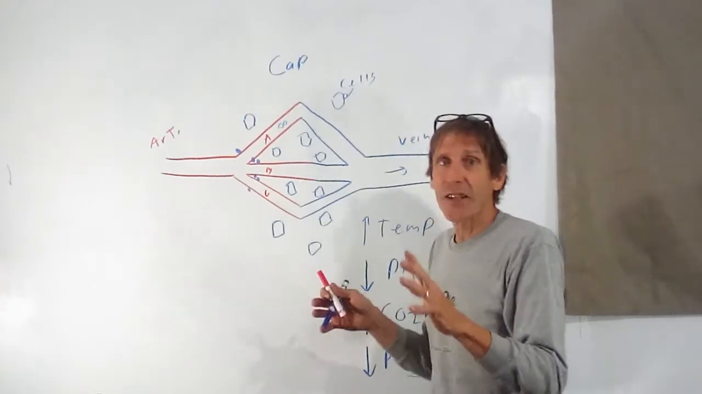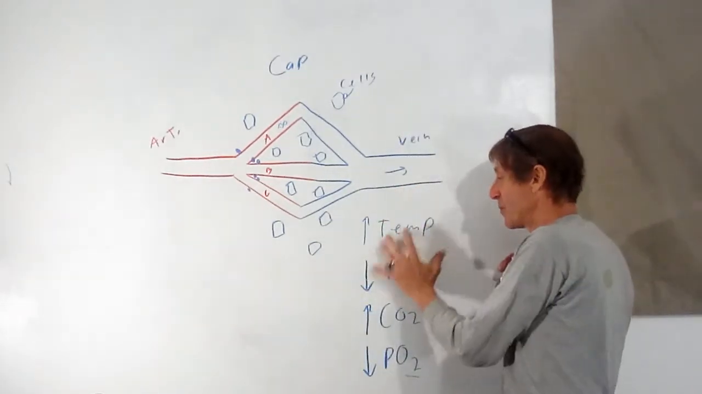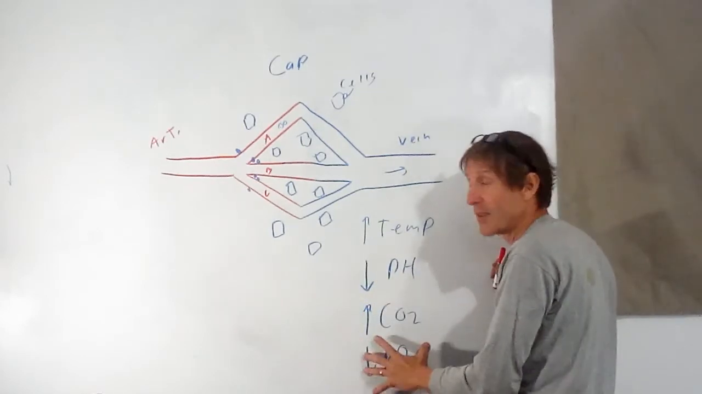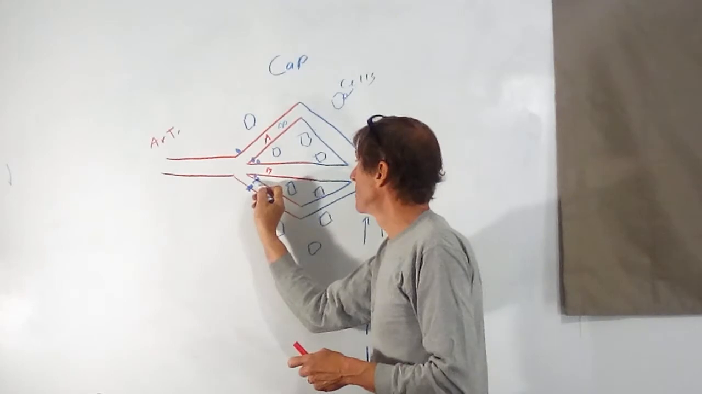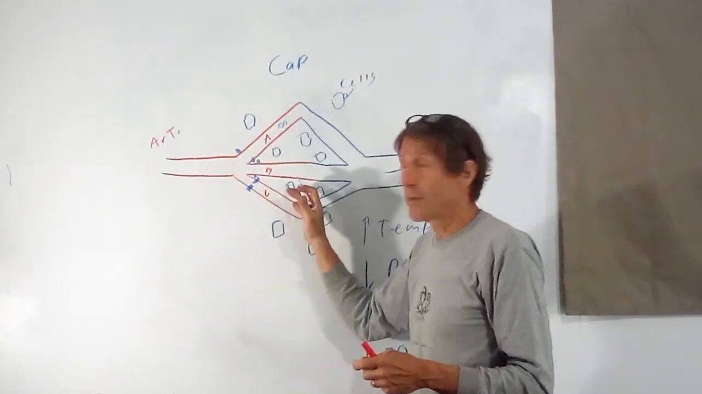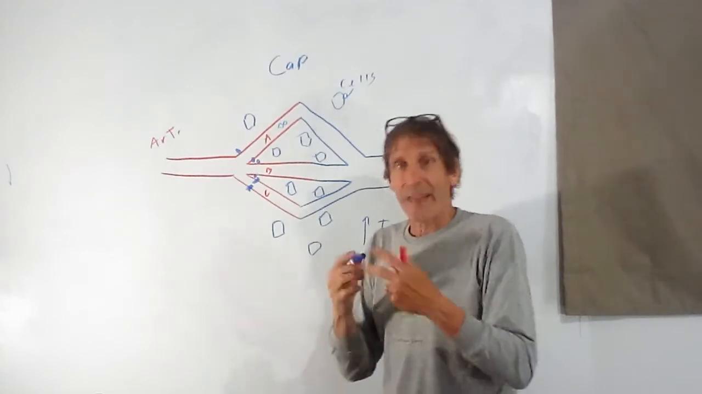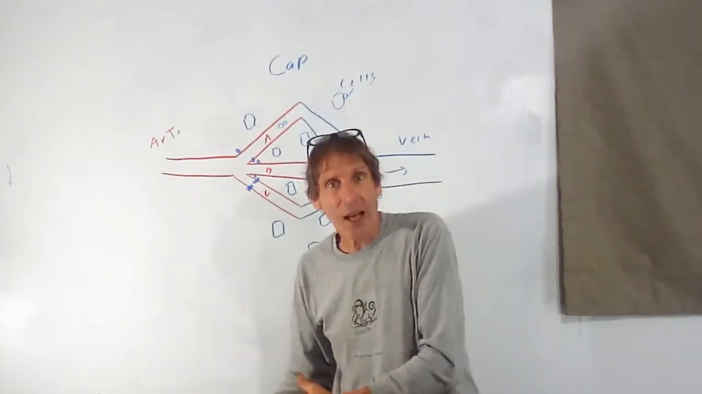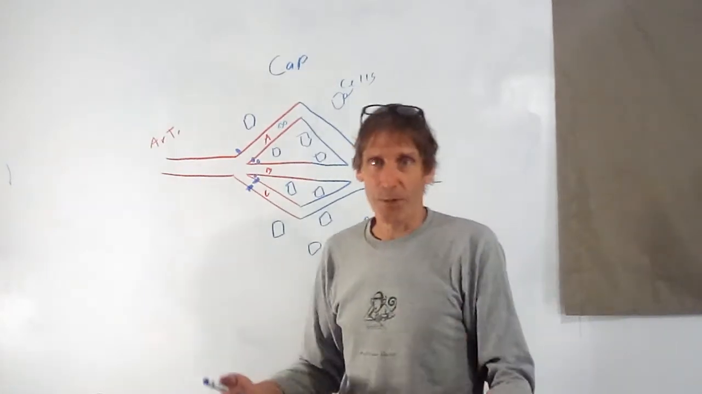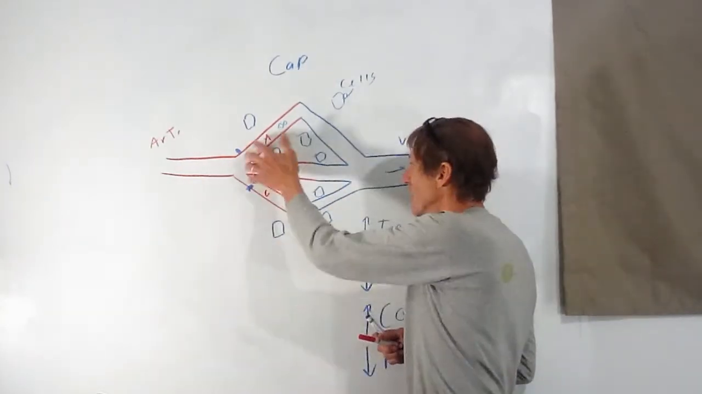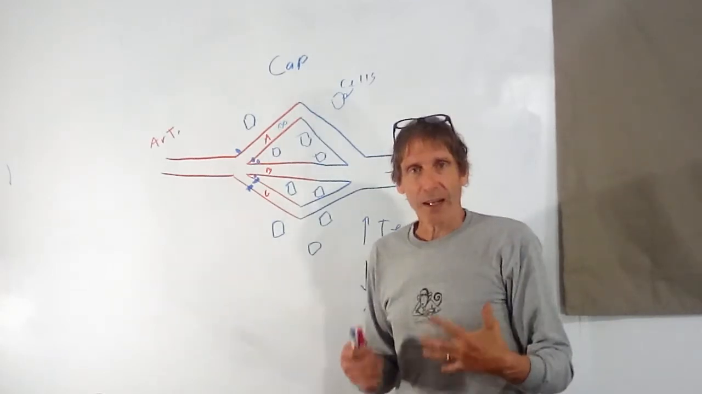On the other hand, if that tissue becomes less metabolically active, it doesn't produce all of this. Temperature drops, pH rises, CO2 drops, oxygen rises. That will cause the precapillary sphincters to constrict. And when they constrict, you reduce the blood flow. So it no longer goes through that capillary bed for the moment. That way, that blood can then be sent to another capillary bed elsewhere in the body that happens to have a high demand at that moment. So they'll open up. So that's the idea. These precapillary sphincters are going to control blood flow through that capillary bed.